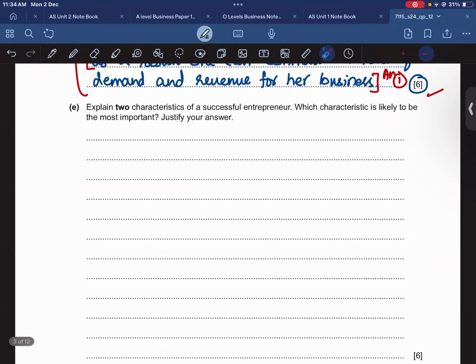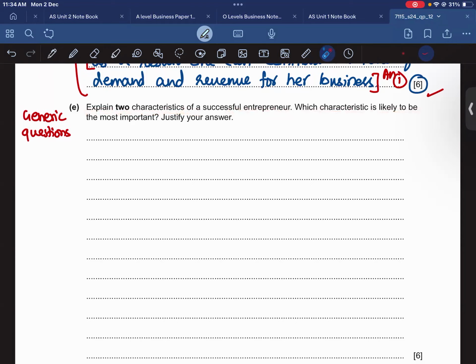Now, the E parts are the generic questions. These are the generic questions. And when I talk about the generic questions, this means that you don't have to give any link to the case study, and as there are no marks for application. Now over here, you can see another hint that is given by the examiner that there are no marks for application is explain 2 characteristics of a successful entrepreneur.